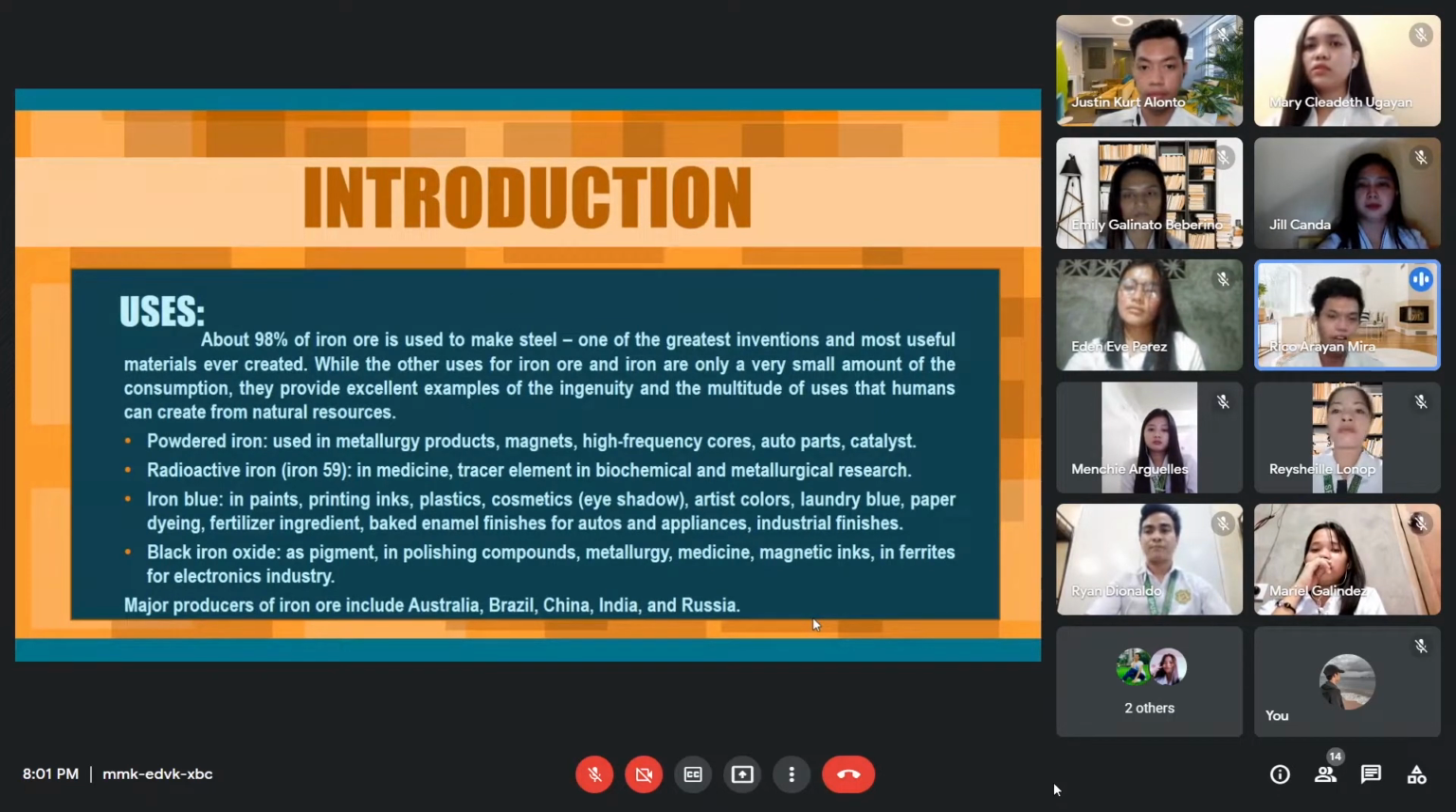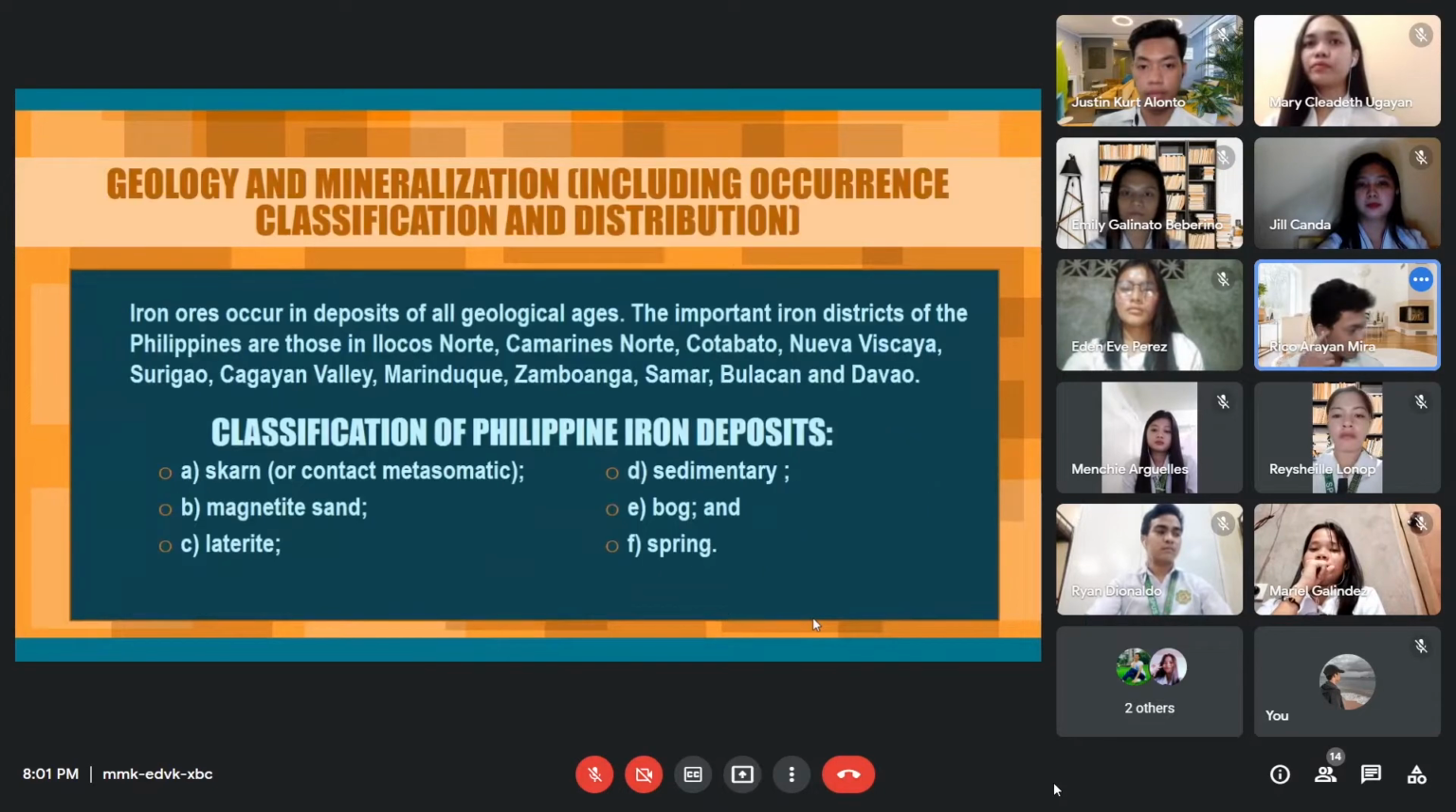Those are basically the uses of iron in the industry. Now, the major producers of iron ore include Australia, Brazil, China, India, and Russia.